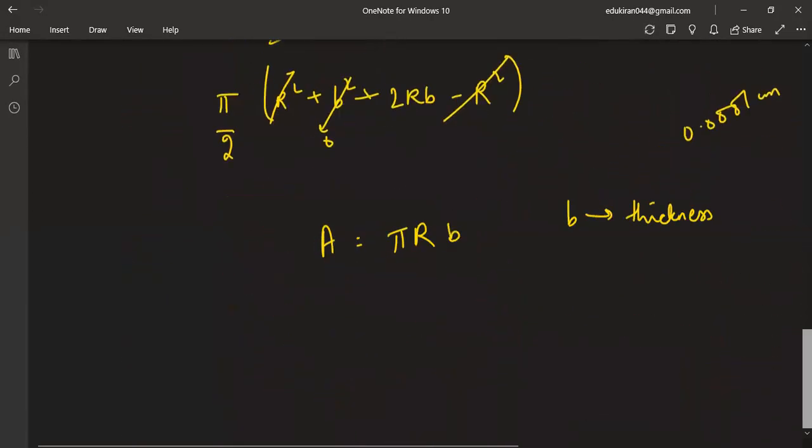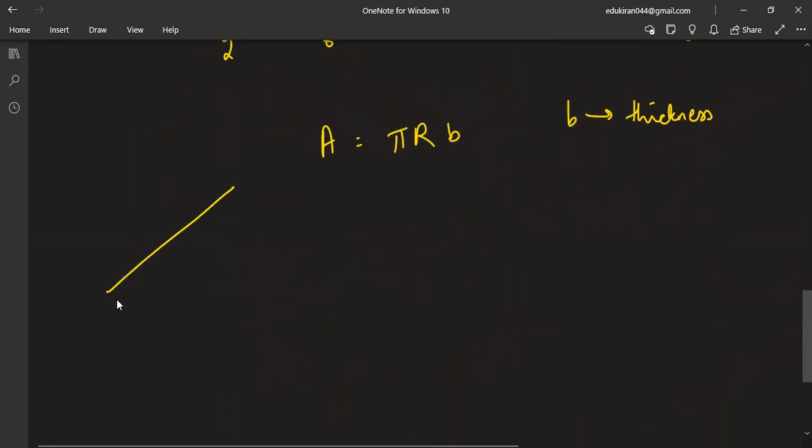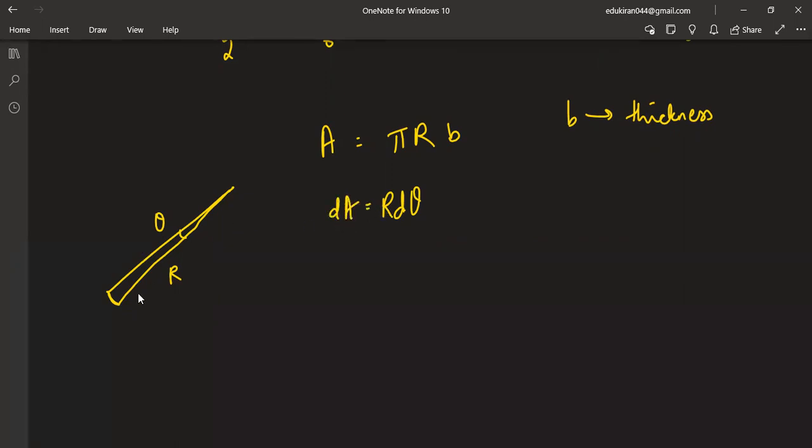Let me draw this arc separately. If I give you this very thin arc, the angle is theta, the radius is r, and this is the thickness. How do you write it? R d theta. This is how we write the length as r d theta, right? Understood? The very small area of this, if you write the length of it, is r d theta multiplied by whatever thickness is present.